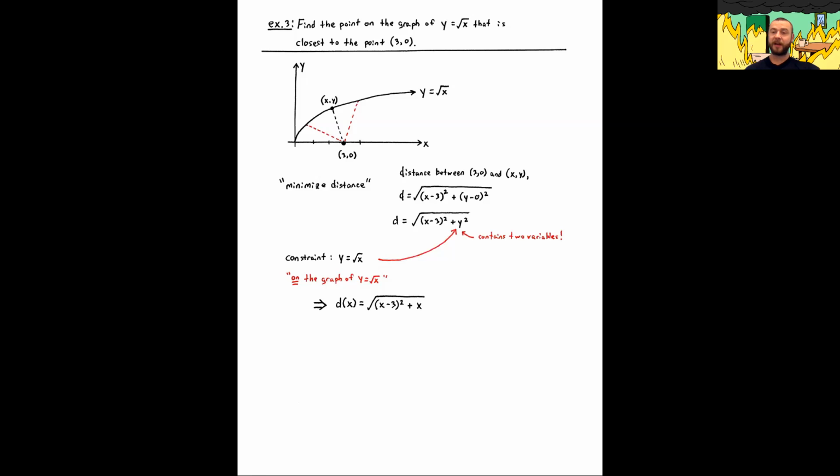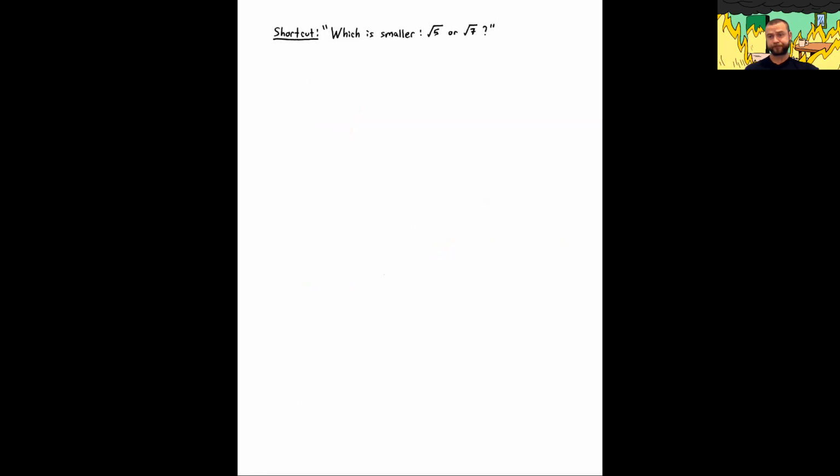Now I want to give you a little shortcut, a nice little tip that you could apply here, but you don't have to. You could proceed from here. We now have a function defined in terms of only one variable, and we could find the derivative of this, but it's a square root expression, and that's going to lead to something that looks a little complicated perhaps. So let's get to a shortcut, and let's first start this shortcut by asking a simple, unrelated question: which is smaller, square root of 5 or square root of 7?